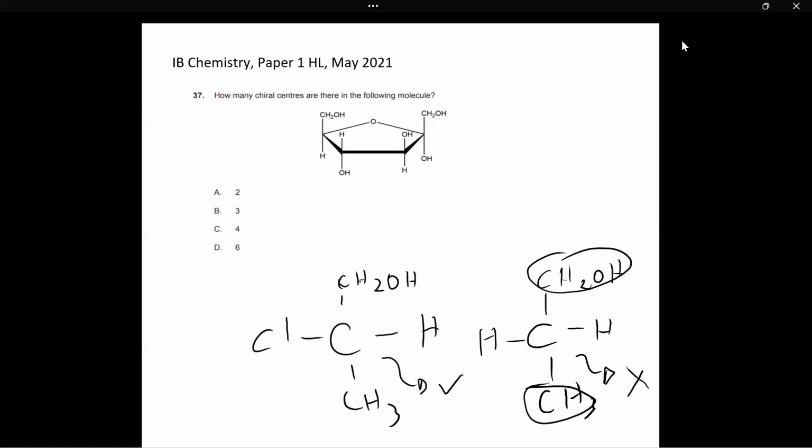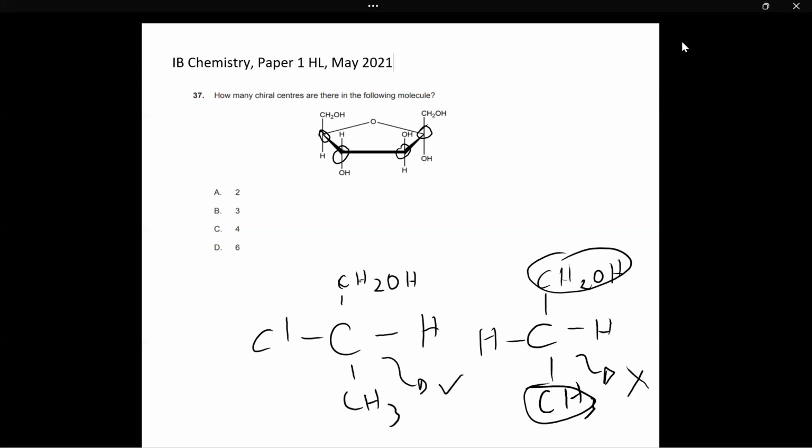So let's look at this molecule. First, let's break it down, right? We need chiral centers, and chiral centers exist on carbon atoms. So how many carbon atoms are there in this molecule, right? We have 1, 2, 3, 4, 5, and 6. Now we can automatically eliminate these two, right?